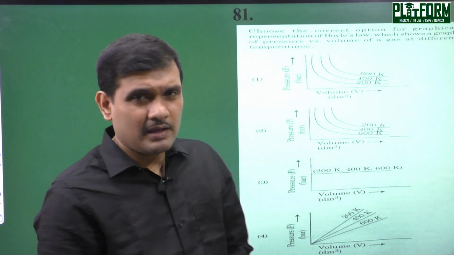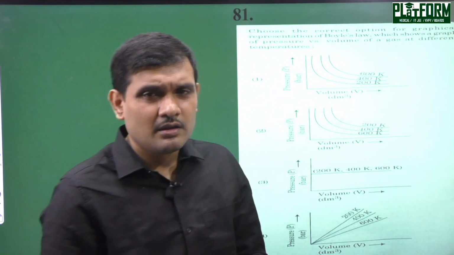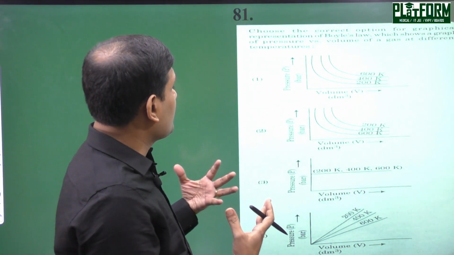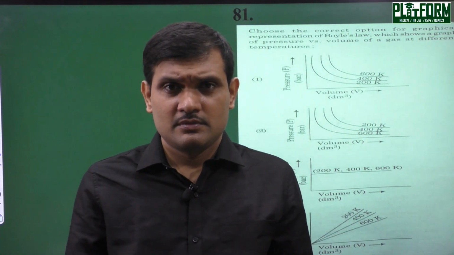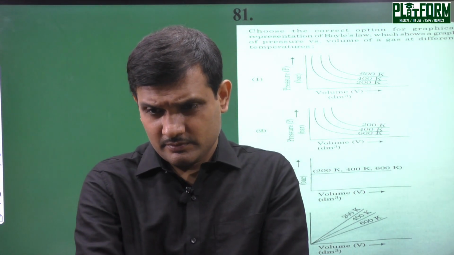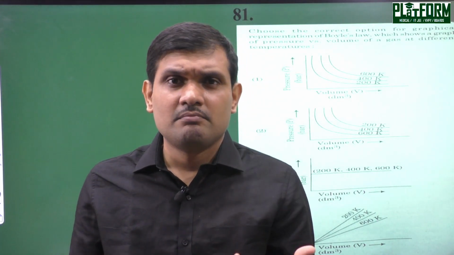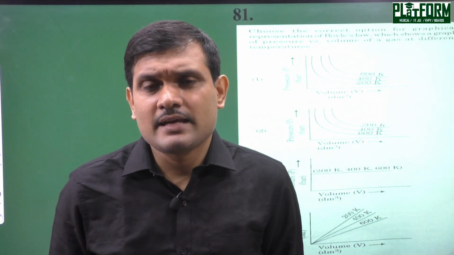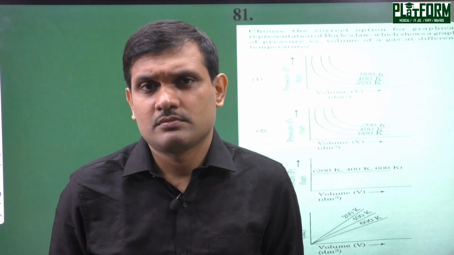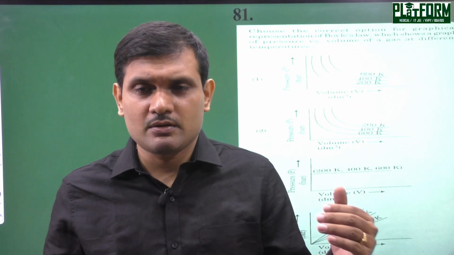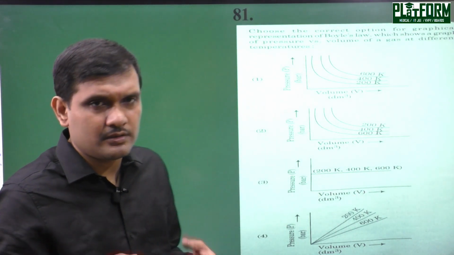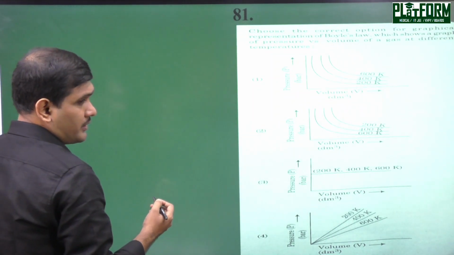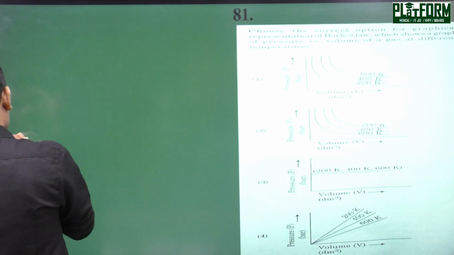Now again, a question from the gaseous state. It is given: choose the correct option for the graphical representation of Boyle's law. I think it is a question from secondary level, class 10th level, where you go through the gas laws, Charles law, Boyle's law. The pressure versus volume curve at constant temperature for a given mass of a gas gives a rectangular hyperbolic graph, and if we increase temperature, the graph will be shifted forward. So it's a very easy question.